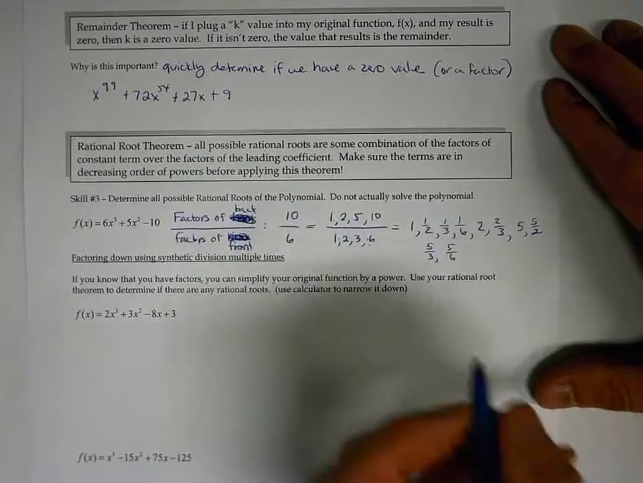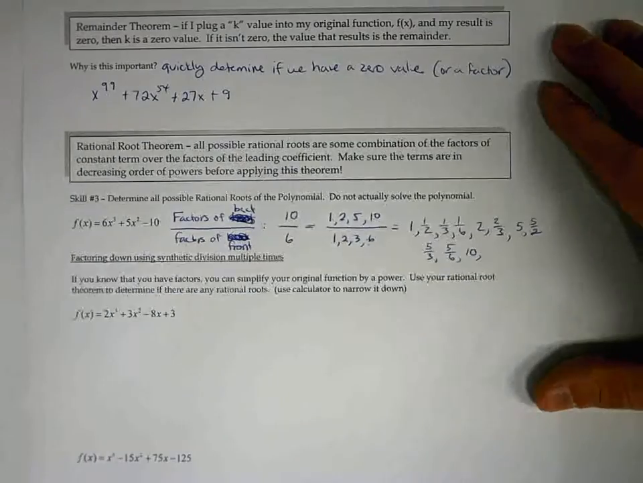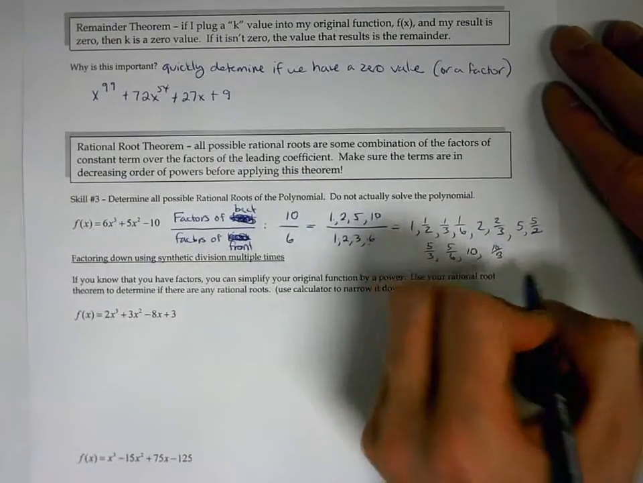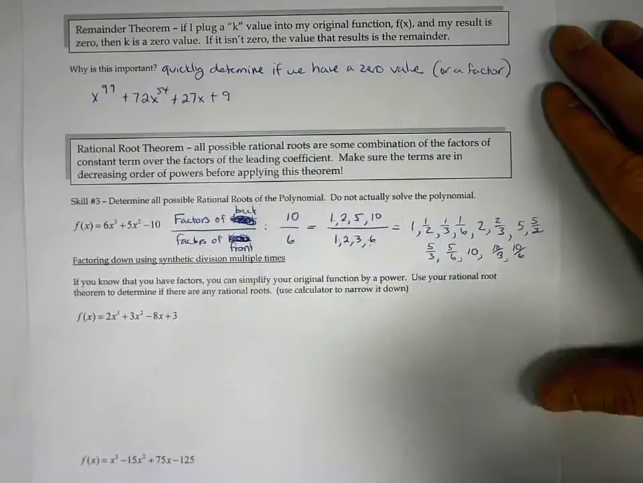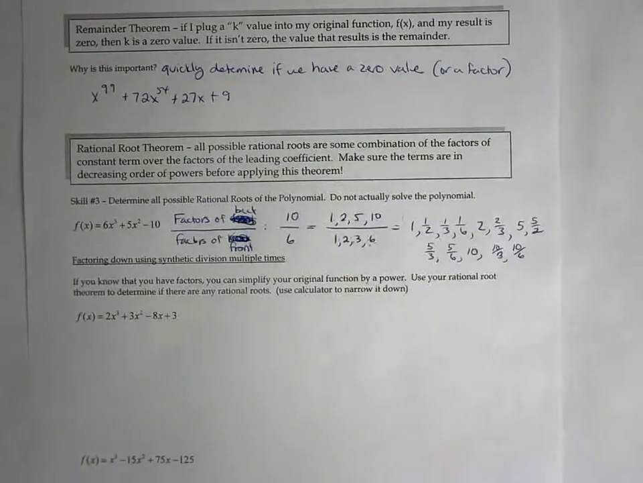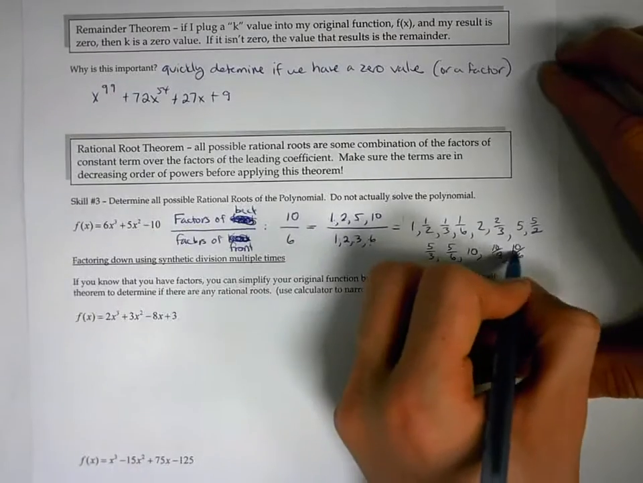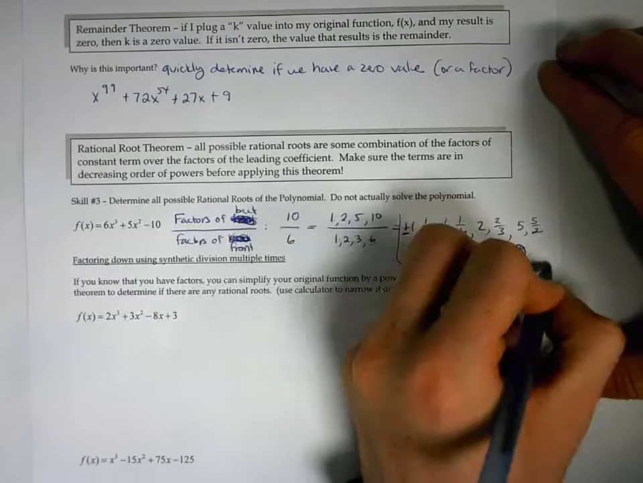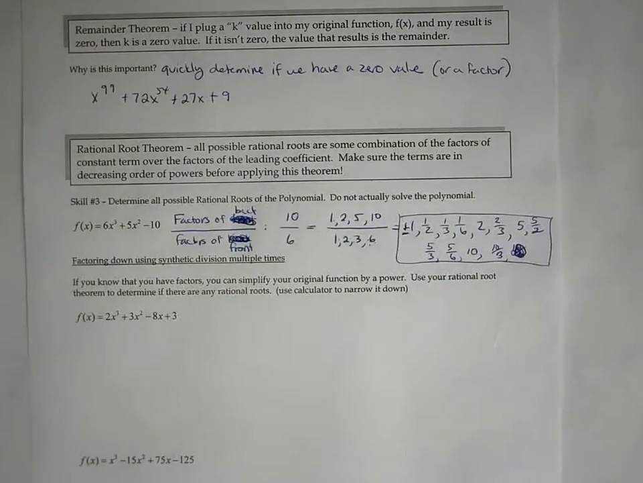And then finally the tens, we've got 10 over 1, which is just 10. 10 over 2 is 5, I've already got that listed. 10 over 3, and then 10 over 6, which is 5/3. So technically with that one I don't need 10/6 listed, because that's the same thing as 5/3. And then all these are plus and minus, so we just got to make sure we include plus or minus. So that rational root theorem tells me those are all my possible rational roots that I can get.